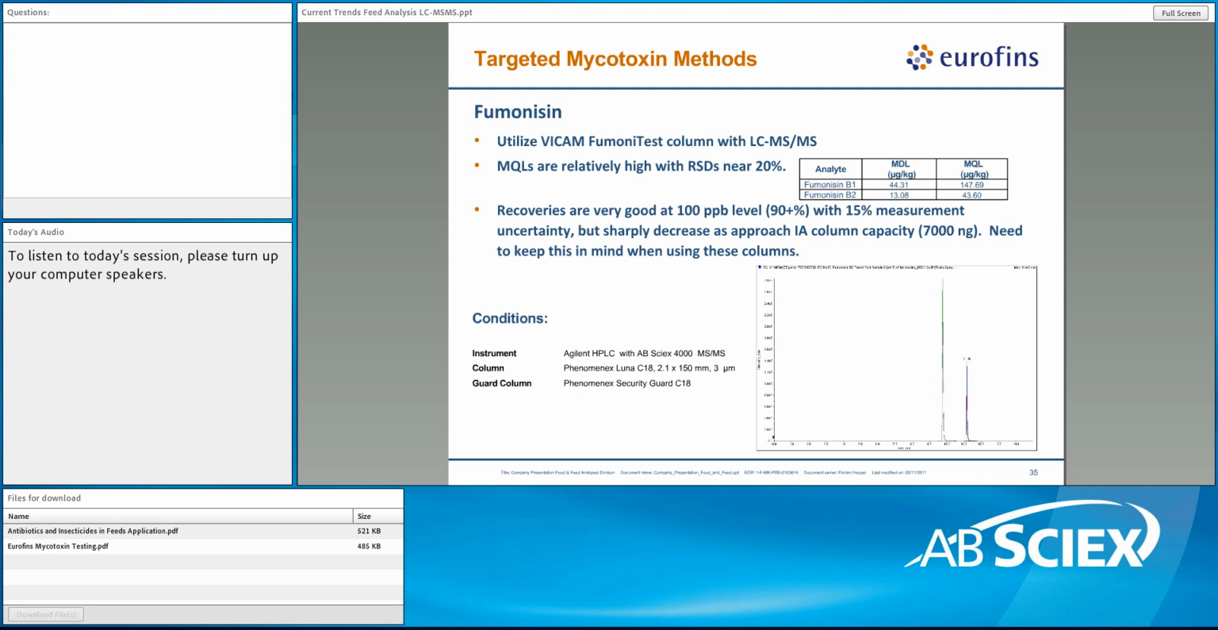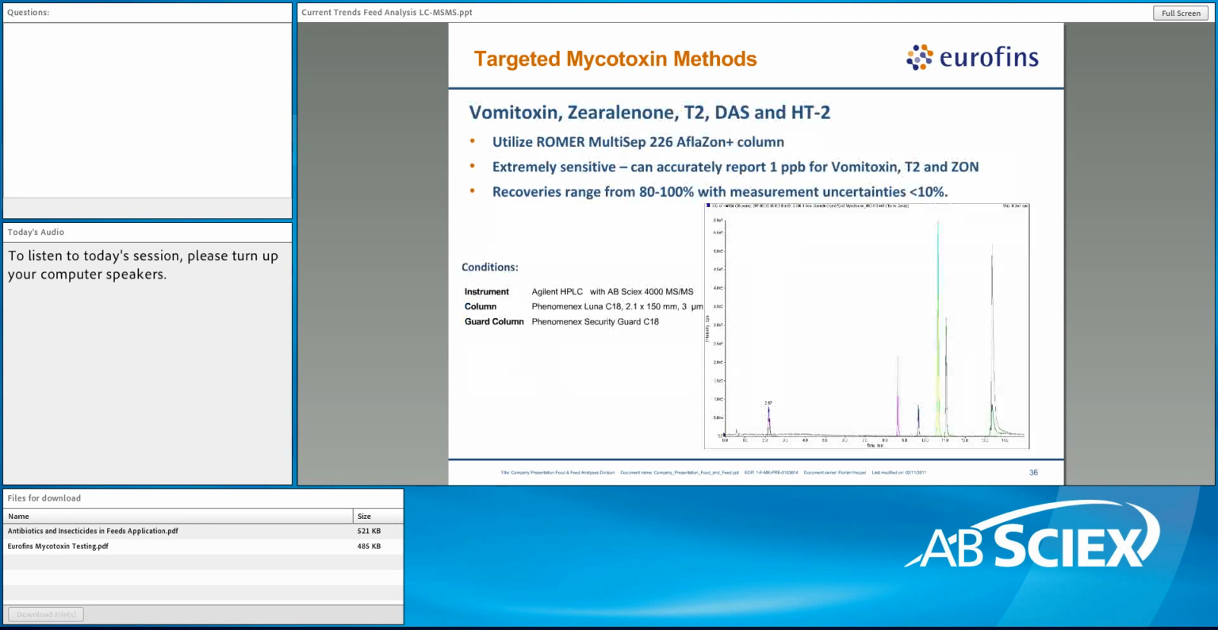Instrument conditions here, AB SCIEX 4000, again, the Phenomenex Luna C18 columns would be used for all of the cereal mycotoxins. The final mycotoxin method that we use uses the Romer MultiSep 226 column, and again, very sensitive. Here's a chromatogram of that series of analytes. Again, on a 4000, recoveries range from 80 to 100%, with measurement uncertainties less than 10%. These are very important in feed ingredients, particularly when corn is used as a feed ingredient or corn co-products such as DDGS or CGFP.